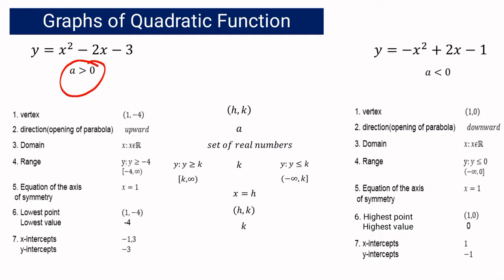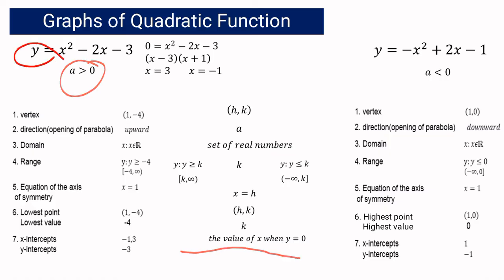How about the x-intercept? How are you going to get the x-intercept without graphing? X-intercept is the value of x when y is equal to 0. So if y is equal to 0, we have 0 equals x squared minus 2x minus 3. Then we are going to solve it. (x minus 3)(x plus 1). So the values are 3 and negative 1. That's why we have negative 1 and 3.